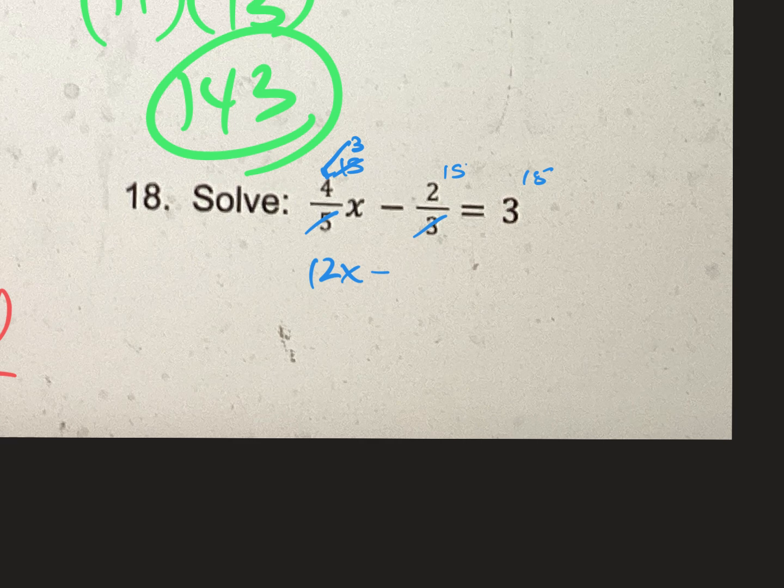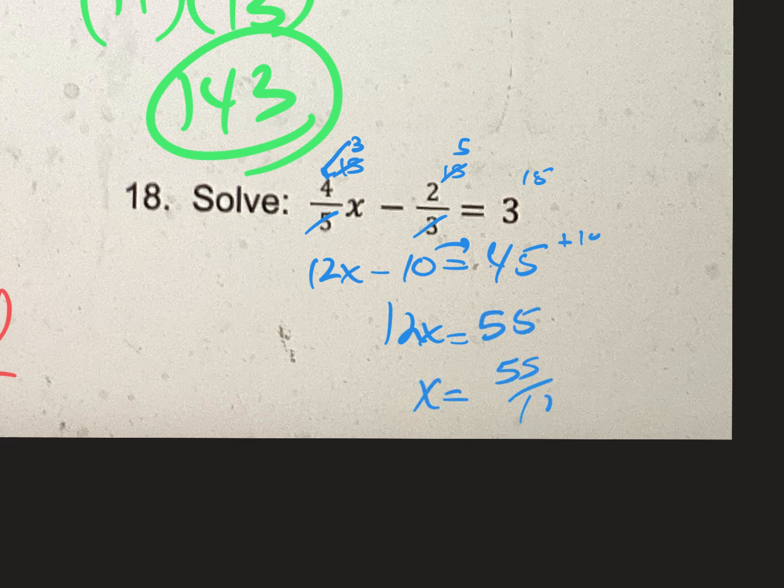This one, 3 goes into 15 5 times. 5 times 2 is 10. 3 times 15 is 45. And my second line right there, already no fractions, which is awesome. So I'm just going to move the 10 over. If I move that 10 over, it becomes plus 10. That's 55. Divide by 12. That's 55 over 12. And guys, you can stop right there. Just leave your answer.